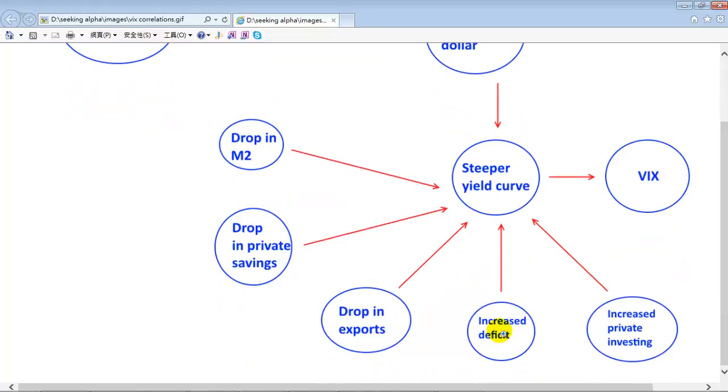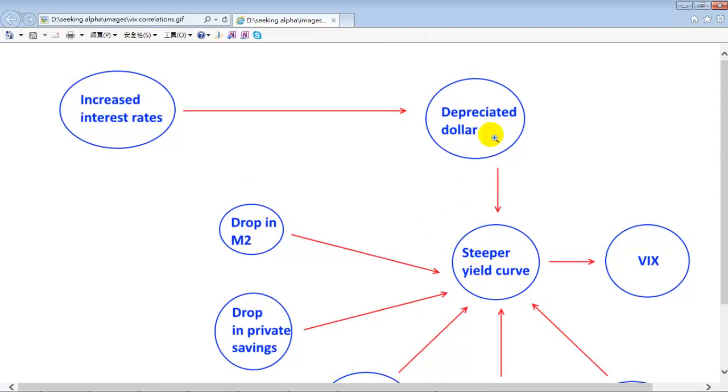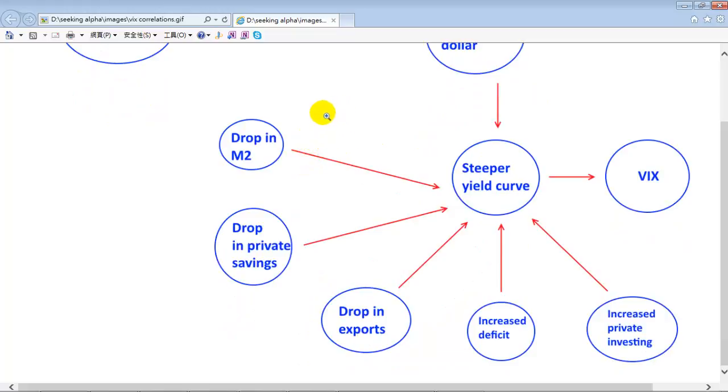these things you can look up yourself. I'm not going to say right now whether these are predictable in the future, but as these things happen, for example, a drop in the money supply, drop in private savings, drop in exports, increased deficit, and increased private spending, the yield curve also steepens, and that should lead to a heightened VIX. Now, a drop in exports seems reasonable if the dollar becomes depreciated. Other things, I'll leave them to you to determine what the yield curve is going to look like.